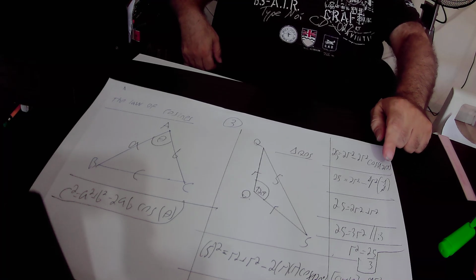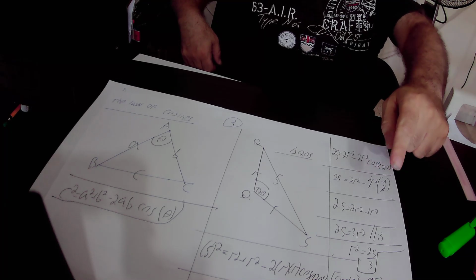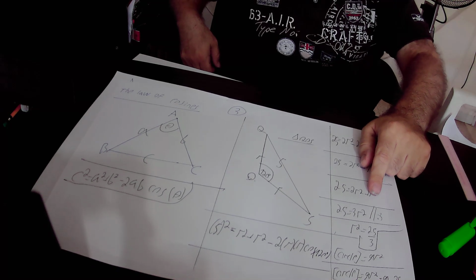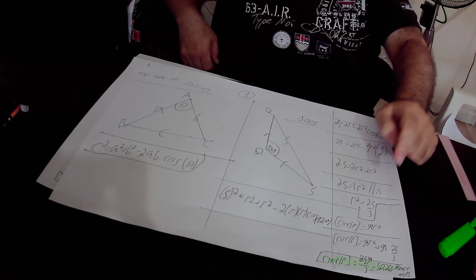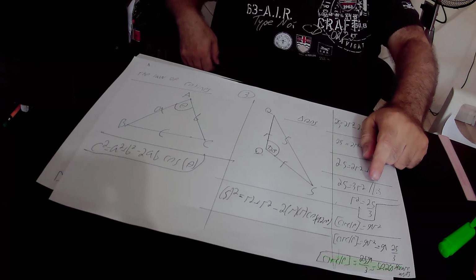So we found out that 25 equals 2R squared plus R squared, that is 3R squared. So 25 equals 3R squared. We divided this equation by 3 and found out that R squared equals 25 over 3.